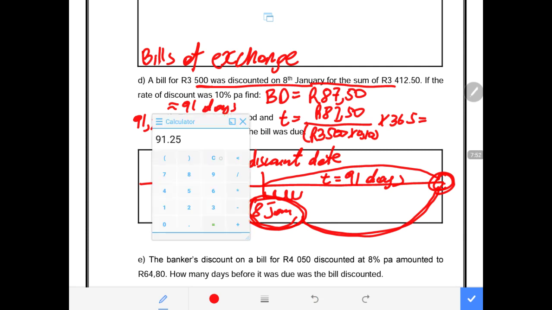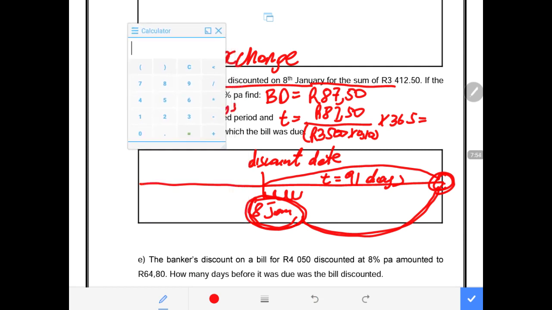Now we are in the month of January, and how many days does January have? 31 days. Then we say 31 minus 8. We never include the date on which the bill was discounted or accepted. We start on the following day. We subtract the date the bill was discounted. So we can agree that in the month of January, we only need 23 days.